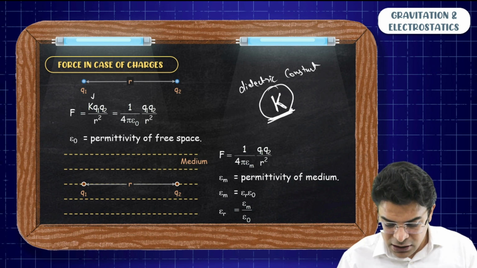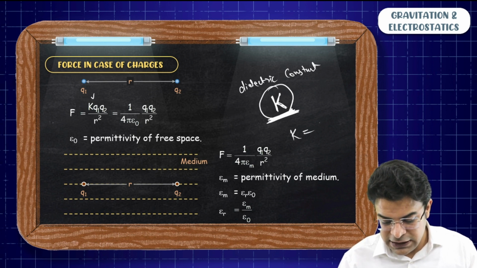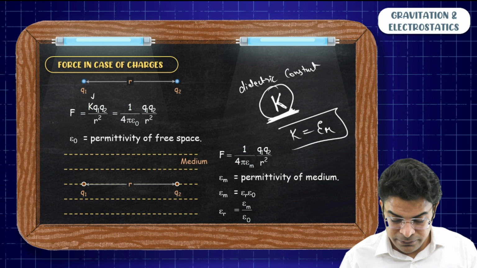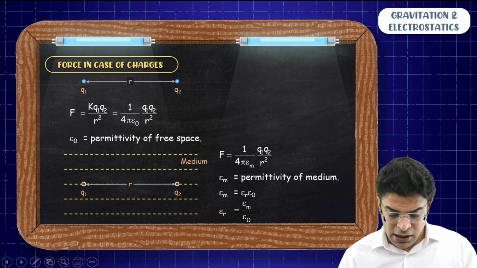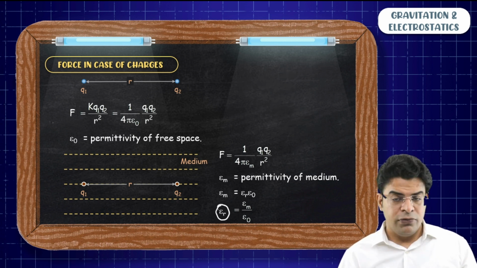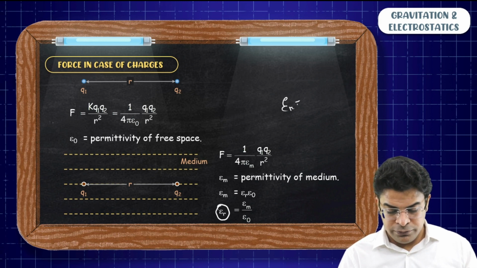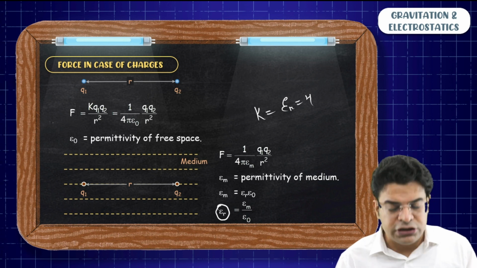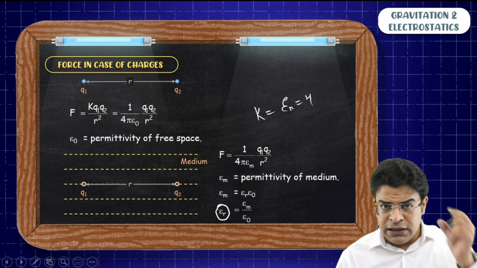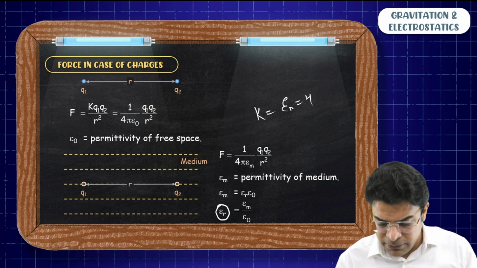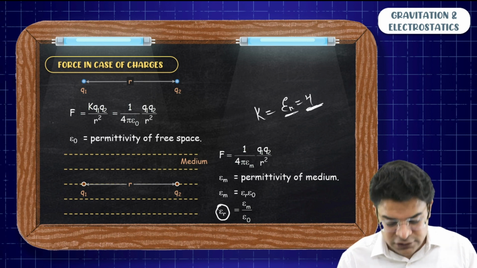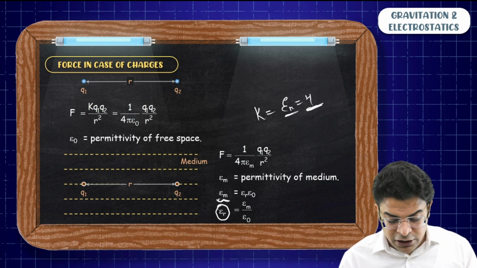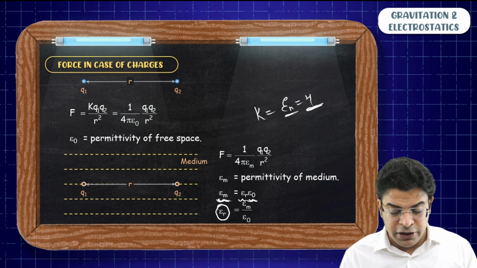We say that the dielectric constant is same as relative permittivity. To better understand, if the relative permittivity of a medium is 4, we also say that the dielectric constant of the medium is 4. And if the dielectric constant of the medium is 4, relative permittivity is 4, it means that the permittivity of the medium is 4 times the permittivity of free space.